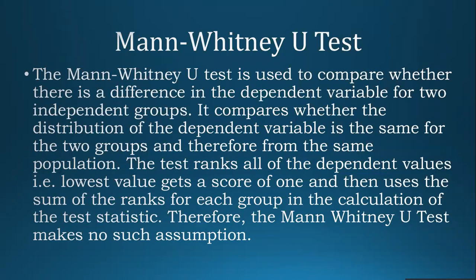So we all know that the Mann-Whitney U-test is used to compare whether there is a difference in the dependent variable for two independent groups. It compares whether the distribution of the dependent variable is the same for the two groups and therefore from the same population. The test ranks all of the dependent values, that is, lowest value gets a score of 1 and then uses the sum of the ranks for each group in the calculation of the test statistic. Therefore, the Mann-Whitney U-test makes no such assumption.